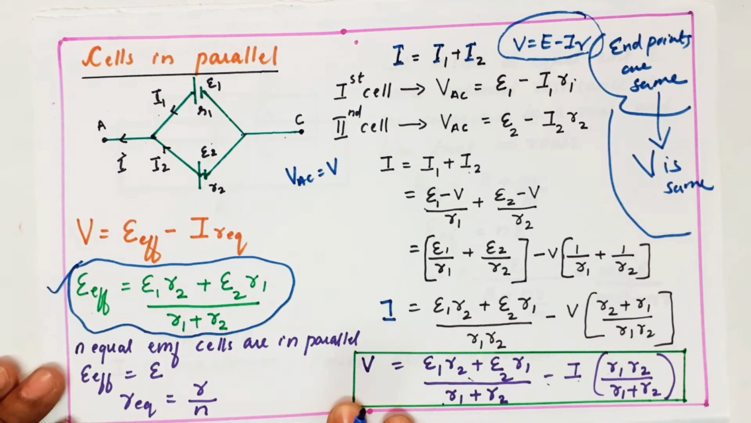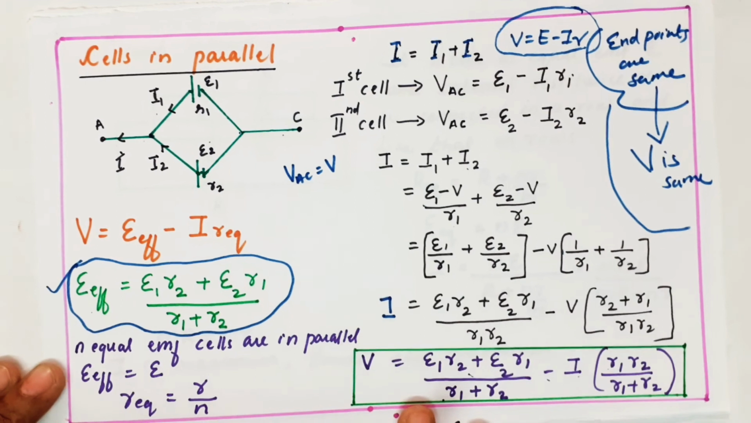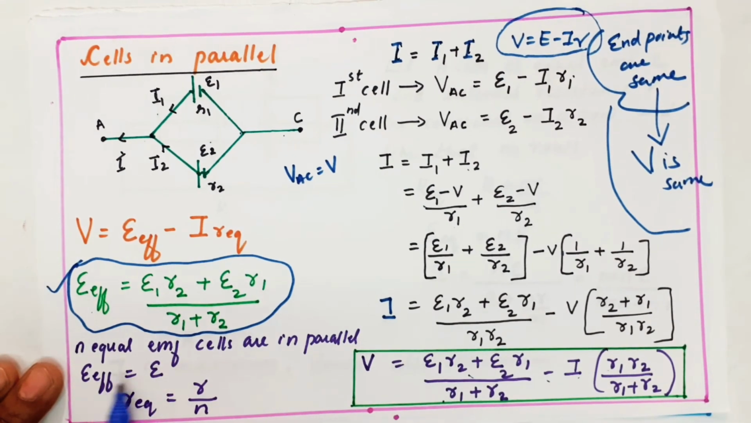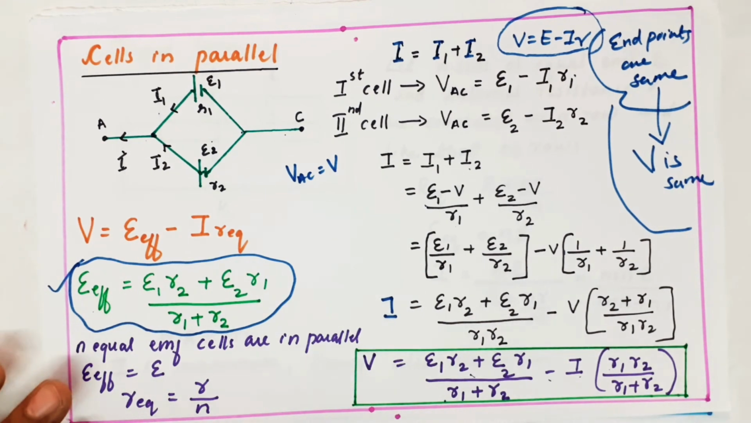Now I am taking the condition that I am using cells of the same EMF and same internal resistance. Your EMF never changes. EMF will be E only. If you connect cells of the same EMF in parallel, there will not be any change in EMF. N equal EMF cells are in parallel: effective EMF is E, but the effective internal resistance will change. That will become R by N.